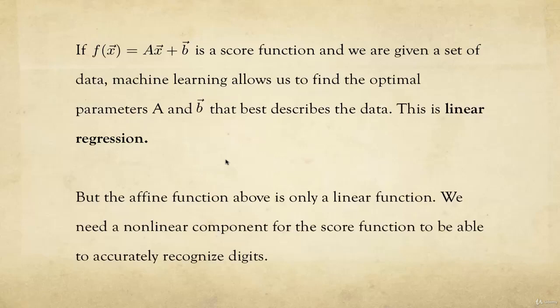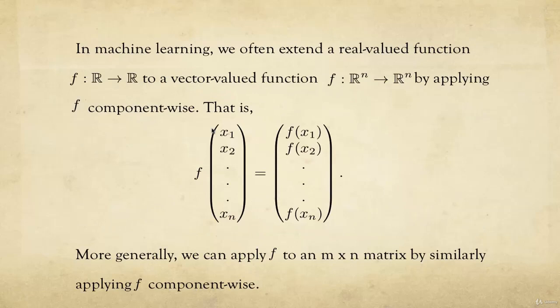Unfortunately, this is a linear function, so we can't use it to do anything more complicated. For example, recognizing images, we can't just use a linear function because it's too simple to extract the complicated information from images. So we would like to have a non-linear component.